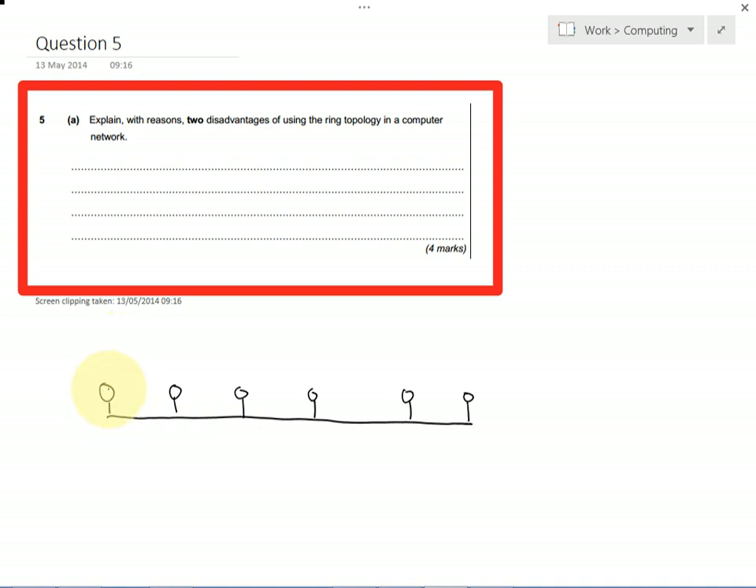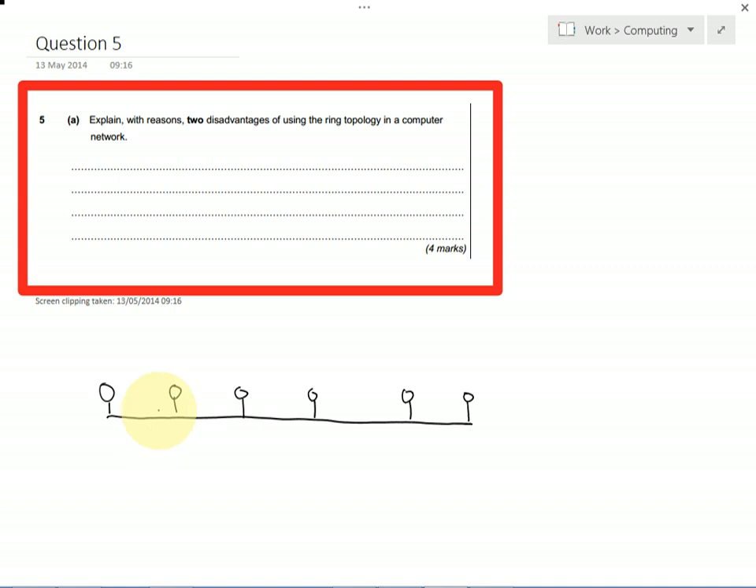So if this computer here wants to send information to this computer over here, it just sends information onto the bus and the information travels all the way along the network. All of the computers share the same connection, which means that if two computers want to talk at the same time, sometimes you'll get a collision. This computer might send some data onto the bus, this computer might also send some information onto the bus, and the information will collide and it will corrupt. The information will be meaningless.